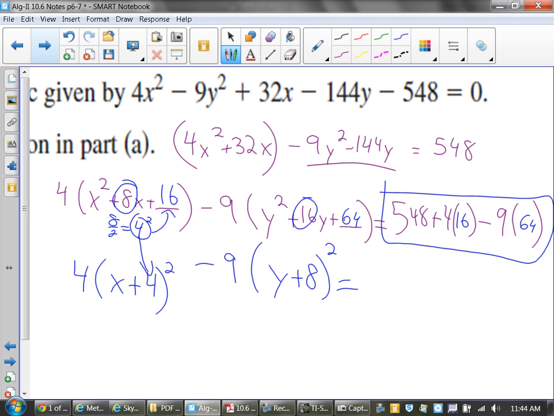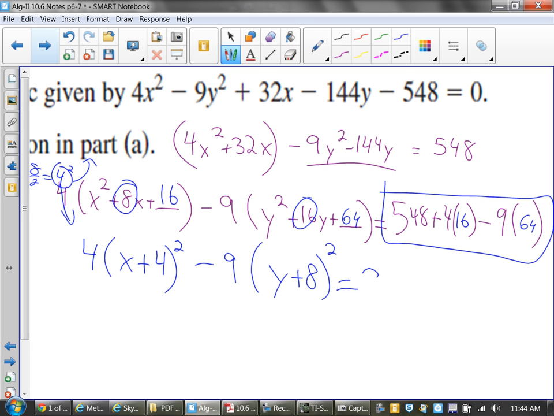What did you get on the right-hand side? Very good. What do you think you do from there? Divide everything by 36.